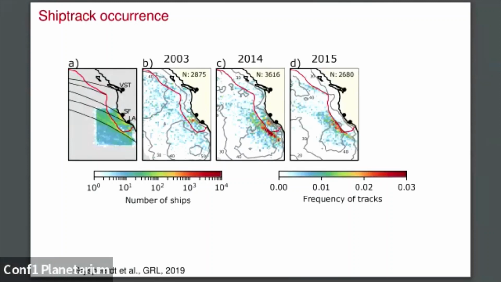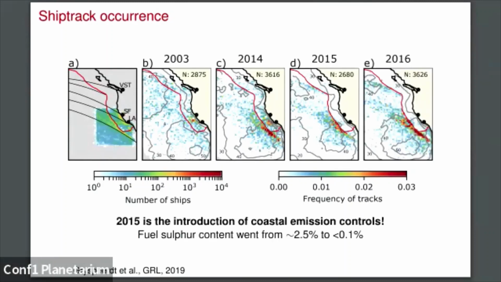In 2015, the number of ship tracks close to the coast basically completely disappears. So inside that red line, which is the 200-mile limit of US and Canadian waters, ship tracks now no longer occur, or almost completely, they're almost completely gone. And in 2016, that continues, and that continues right to the present day.